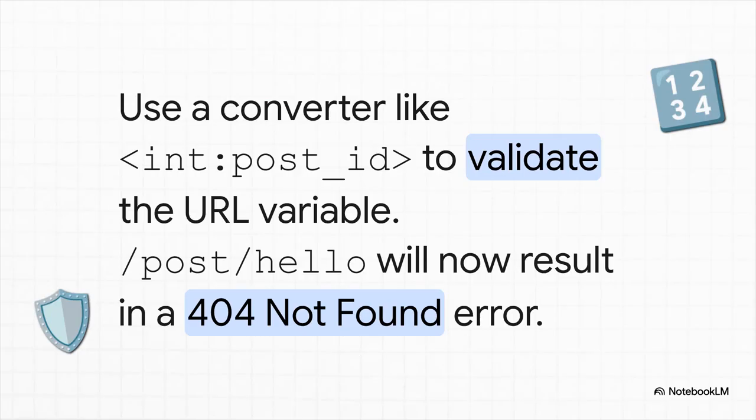You see that little int part? That's called a converter. By adding that, we're basically putting a bouncer on our route. We're telling Flask, look, only let this request through if the post ID is a whole number. So if someone tries to get clever and types /post/hello, Flask doesn't even bother running our code. It just says, nope, not found, and gives them a 404 error. It's a super simple and effective way to validate your input right at the front door.